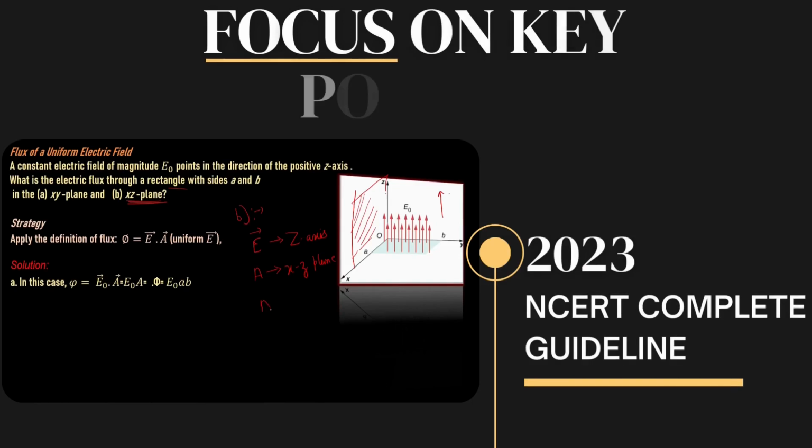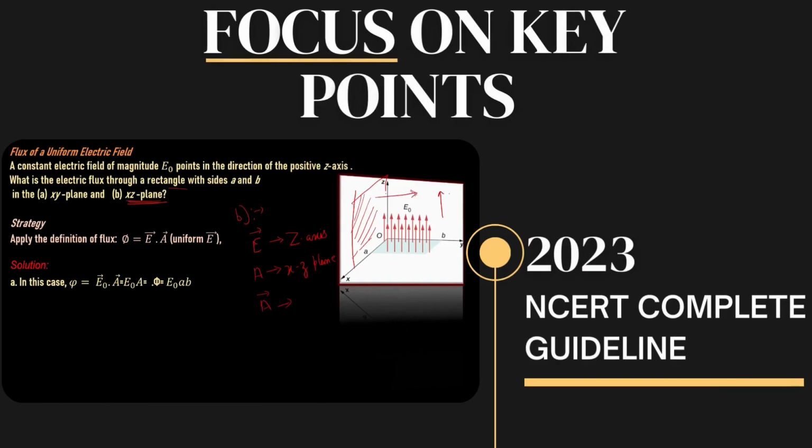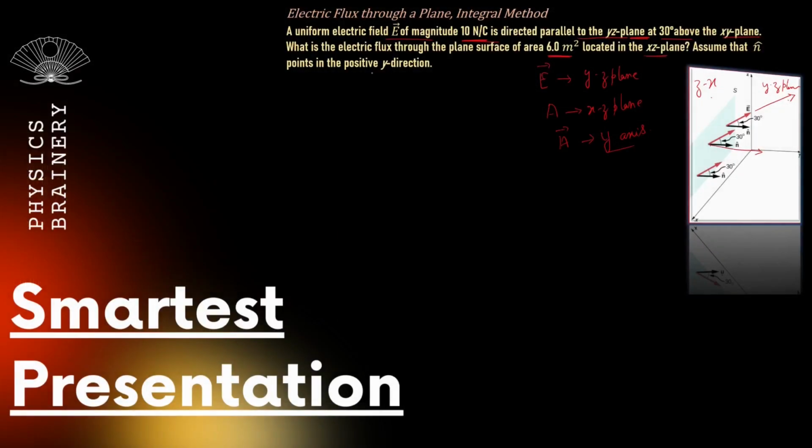So what will be the area vector in this situation? Area vector has to be perpendicular to the given area plane, planar area. So the axis points along the positive y direction. So these are the certain key points that you have to keep in mind.